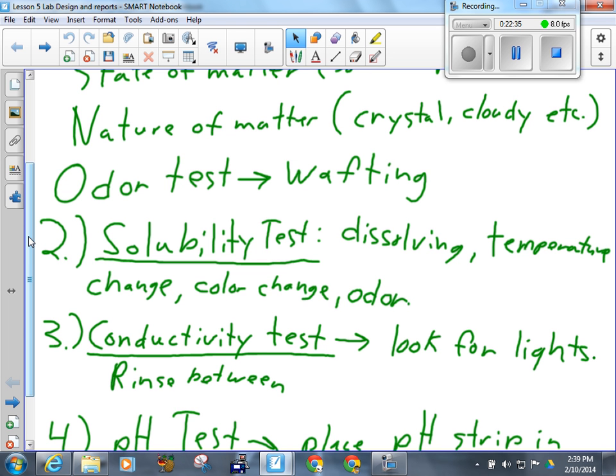What should you rinse it with? Tap water or distilled water? Distilled. Tap water contains ions. If you rinse it with tap water, you'll put ions in the next thing and it'll conduct electricity even if it's not supposed to. So make sure you're always rinsing the conductivity tester with distilled water, and that's another thing that you should probably write in your procedure, so that you remember to do it.